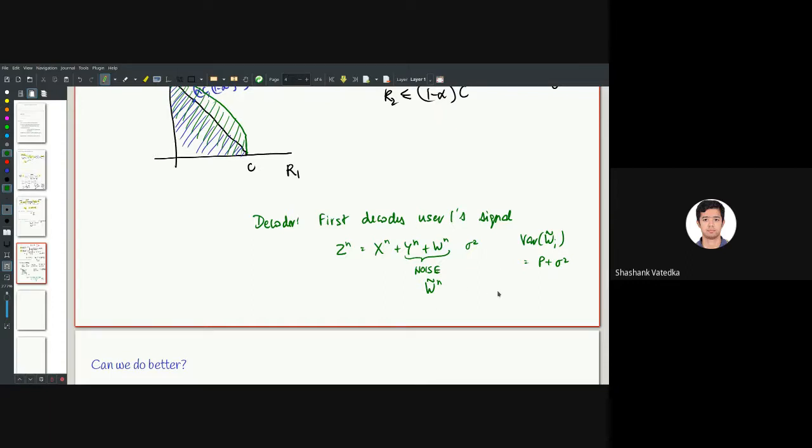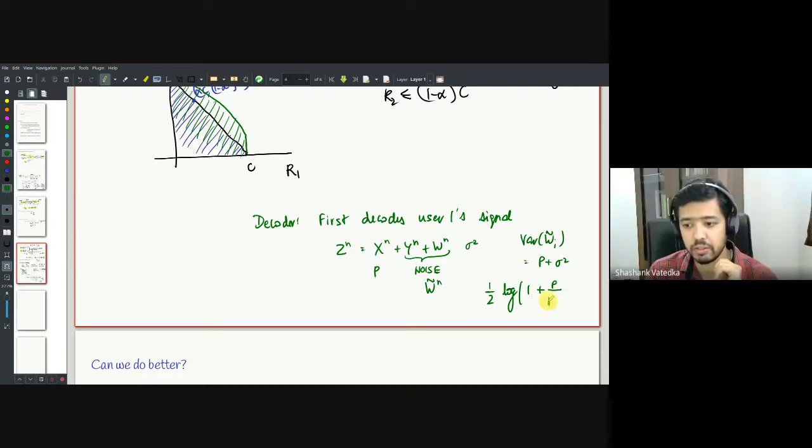And the power of X is P. So just from Shannon's channel coding theorem, you know that it is possible to communicate at a rate half log of 1 plus P by P plus sigma square. Okay, great. So I can recover user 1 signal as long as user 1 is operating at a rate half log of 1 plus P by P plus sigma square.